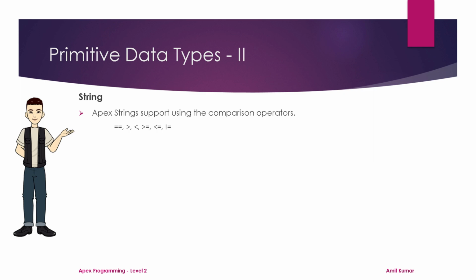So unlike Java, we have comparison operators supported in Apex for strings. Well, in Java, you can use the double equals operator, but here in Apex, you can use the rest of the comparison operators as well. Strings can be manipulated with several standard methods. So just like in Java, we have some standard methods in Apex as well that you can use on a string variable to manipulate the value.